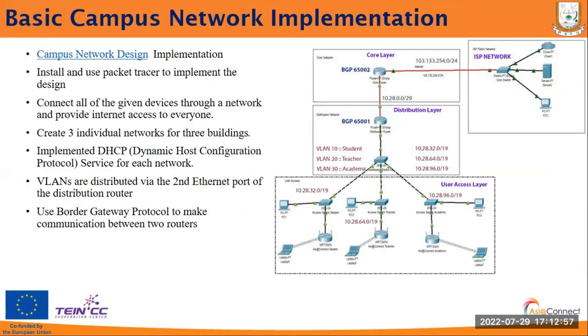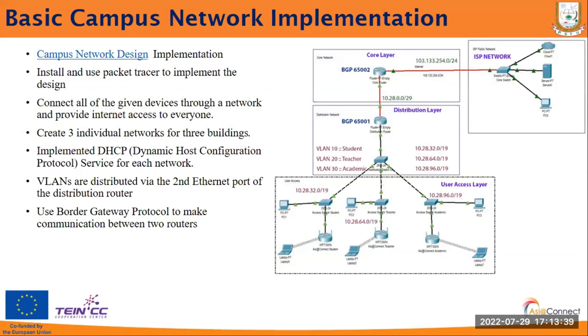In the previous session, we saw the basic campus network physical diagram and the implementation. You have to install and use Packet Tracer to implement the design, which will be conducted in the second class, that means tomorrow's class. What you have to remember is to connect all the given devices through a network and provide internet access to everyone. You have components like router, switch, access point, manageable switch, unmanageable switch, etc.